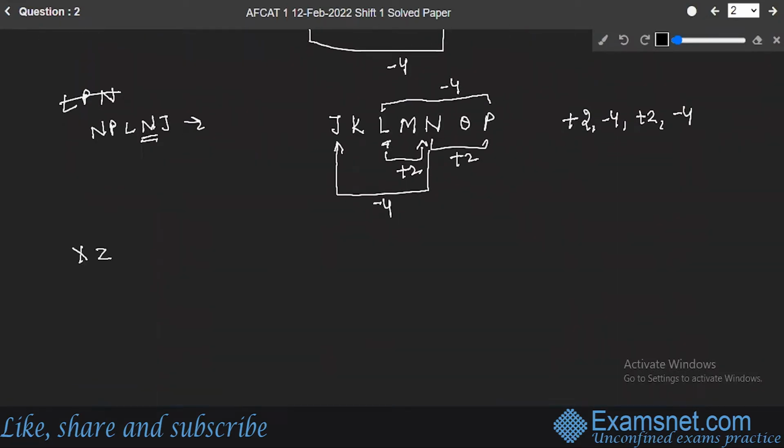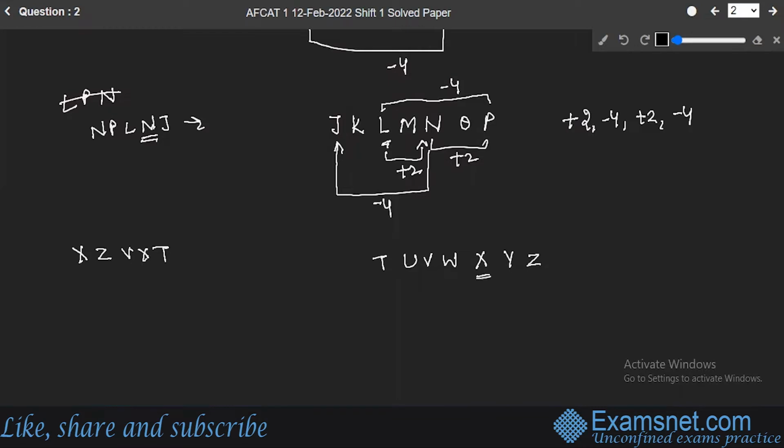X, Z, V, X, T. So this is the run. Now we have to see whether this one is also following it or not. So let's write down from X: X, Y, Z, and I'll write W. Here will be V, U, and T.